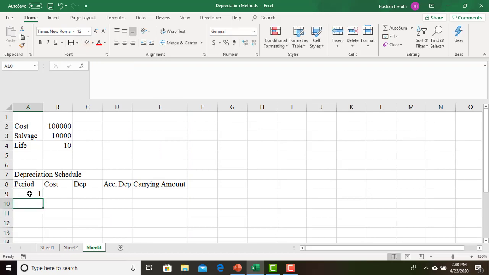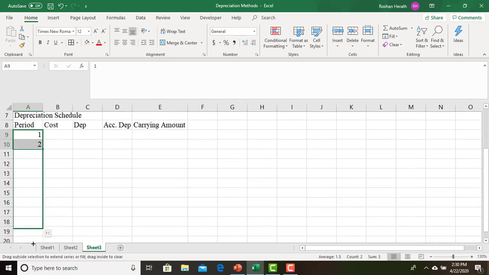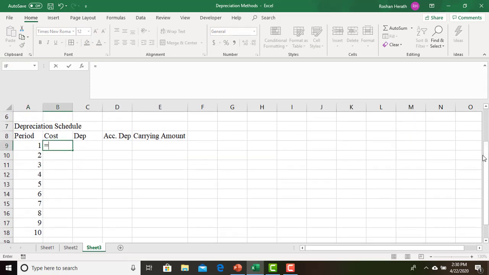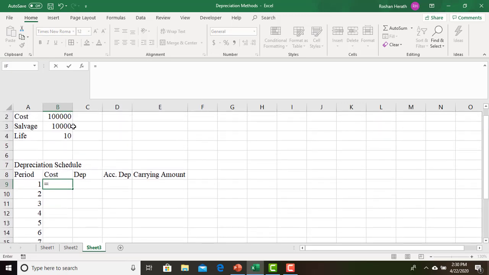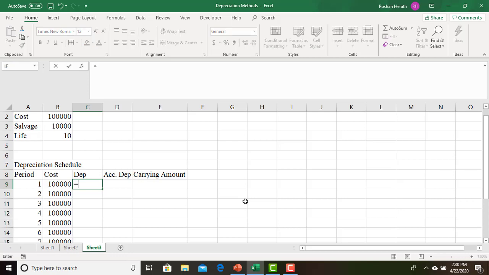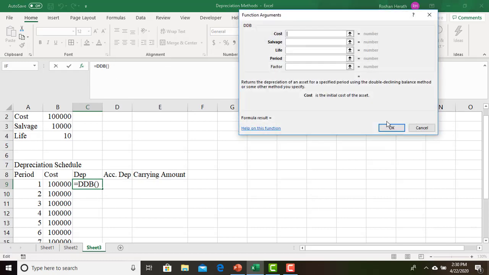The period ranges from 1 to 10, so you may get that easily: 1, 2. Cost always remains constant. You can simply make a reference and make it constant, so you may drag it down, no problem. Now we come to the important one, the depreciation. How do we do it? Take the DDB and you may enter the information.